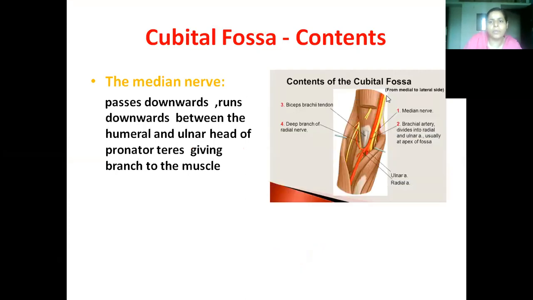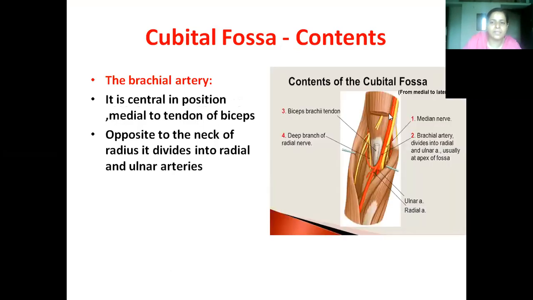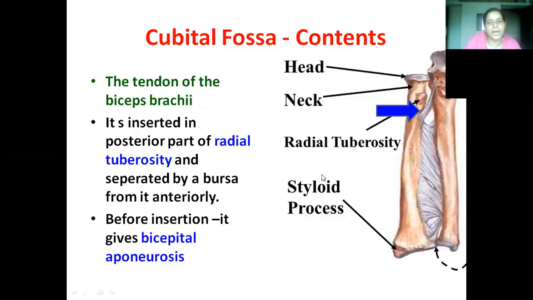Now, the median nerve passes downwards and forwards between the ulnar and humeral heads of the pronator teres muscle. Here it is running, and it gives a branch to that muscle. Then the brachial artery is central in position, medial to the biceps brachii tendon, opposite to the neck of the radius. The brachial artery divides into two terminal branches. What are those? The radial and ulnar arteries.